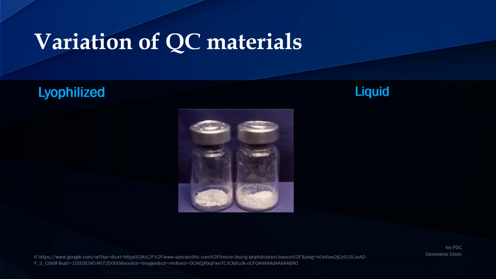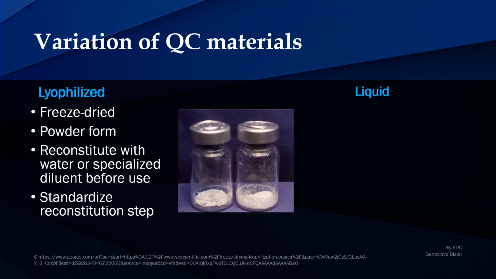There are different variations when it comes to the quality control materials. They can come in lyophilized form or they can come in liquid form. When we say lyophilized, these are the freeze-dried quality control materials that come in powder form, as you can see in the picture. So before using it, you have to reconstitute it with water or specialized diluent. We say reconstitute when we add a diluent to a powder form like this one before using.